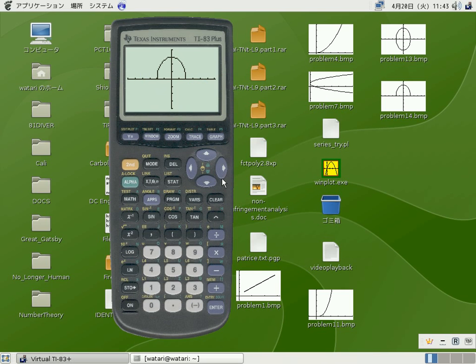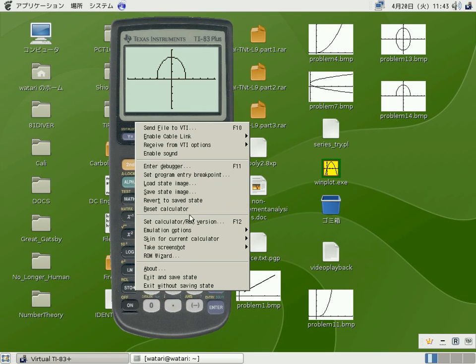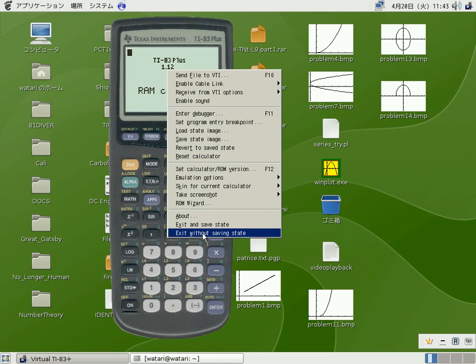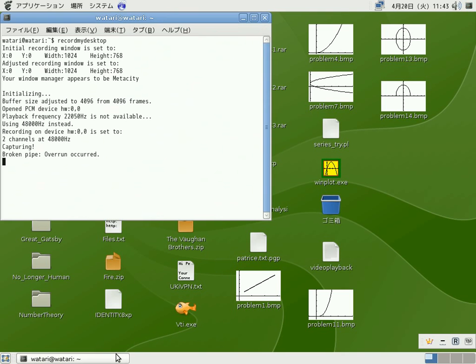Okay, that should take care of it. I'll just go ahead and reset this and turn off the calculator. And hope this was interesting for you.